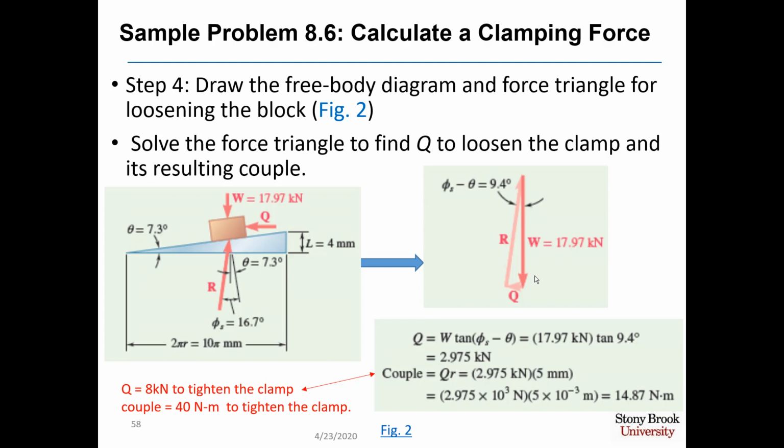And Q, knowing W now, is calculated at 2.975 kilonewtons, such that the couple then becomes 14.87 Newton meters. And if you compare those numbers, you see that they're well under half the values that you needed to tighten the clamp, which is what I was saying before.